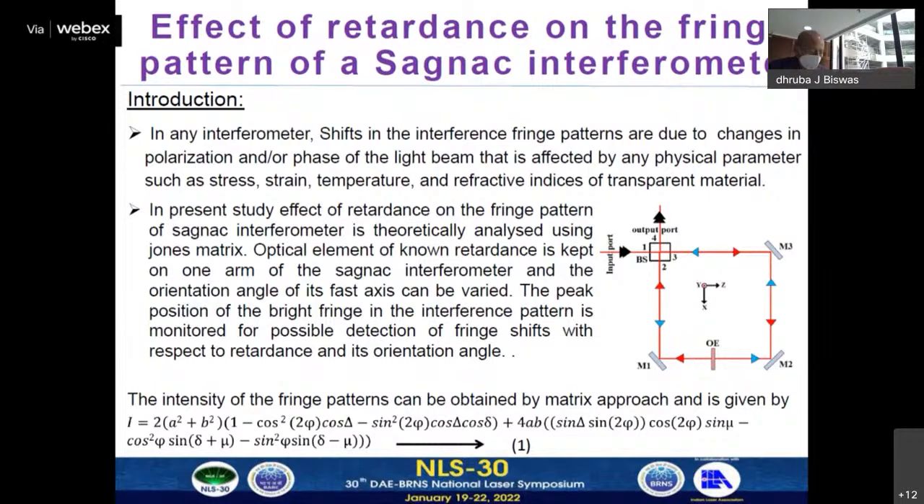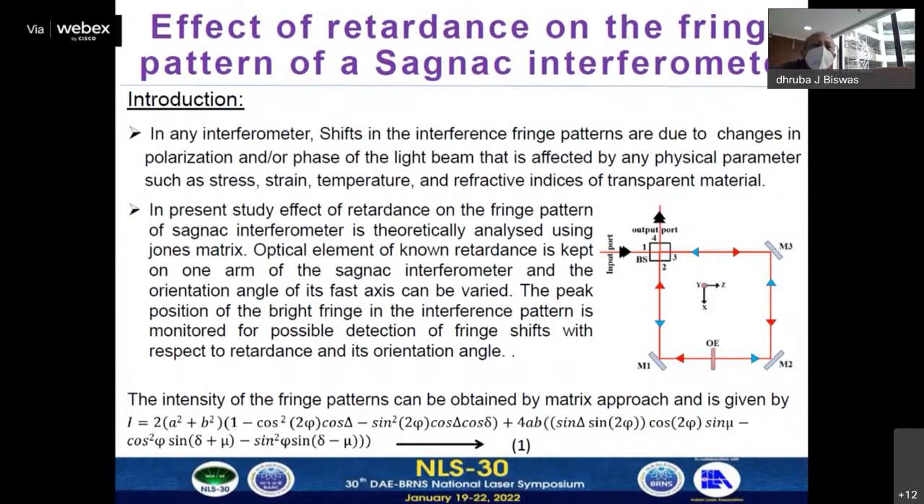Here, in this case, to identify the effect of retardance on the fringe pattern of the interferometer, we introduced one optical element in one of the arms of the interferometer, where we know the retardance of that optical element, and by varying the fast axis of that retarder, we see the shifts in the interference fringe pattern. So by means of the Jones matrix, we have calculated the entire intensity.